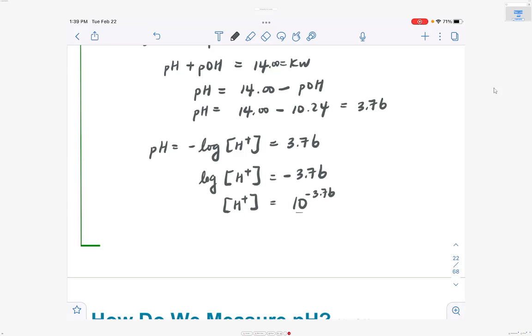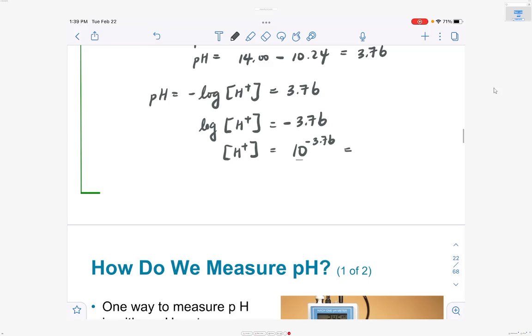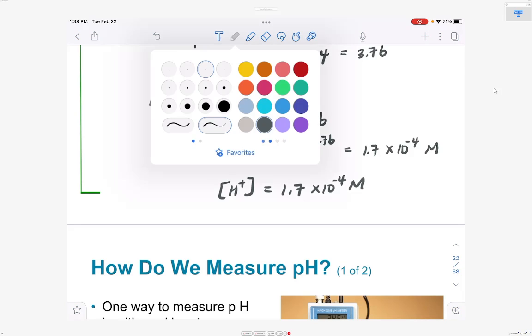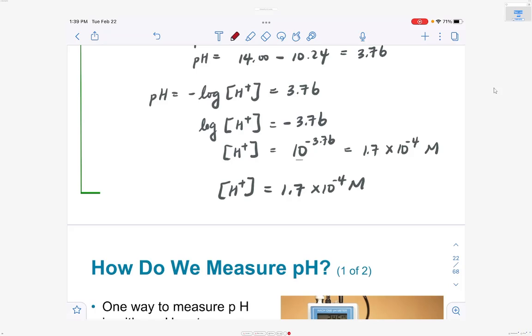If you raise 10 to the power of negative 3.76, it's going to equal a value of 1.7 times 10 to the negative 4 molar. Now we have successfully found the concentration of proton using the pH value. Okay, I'm going to put a star here.